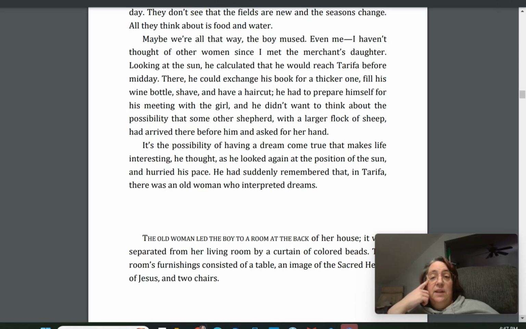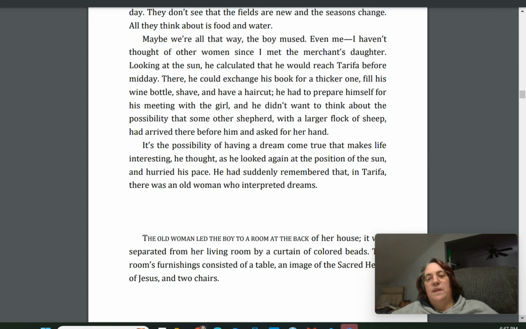Looking at the sun, he calculated that he would reach Tarifa before midday. There, he could exchange his book for a thicker one, fill his wine bottle, shave, and have a haircut. He had to prepare himself for his meeting with the girl, and he didn't want to think about the possibility that some other shepherd, with a larger flock of sheep, had arrived there before him and asked for her hand. "It's the possibility of having a dream come true that makes life interesting," he thought, as he looked again at the position of the sun and hurried his pace.